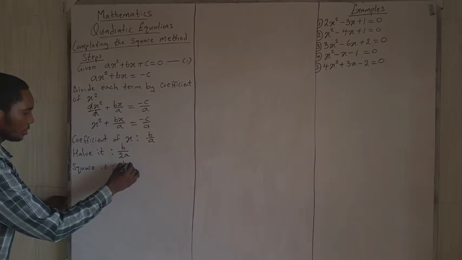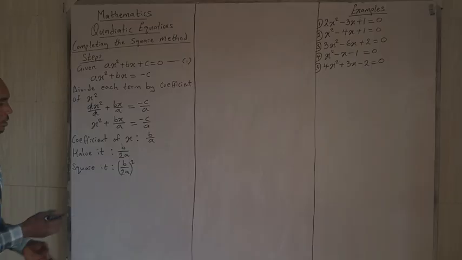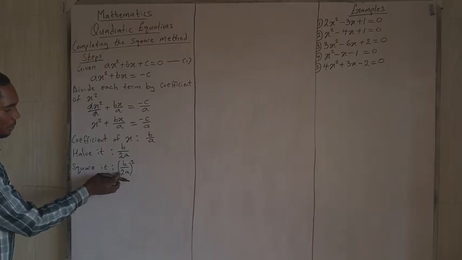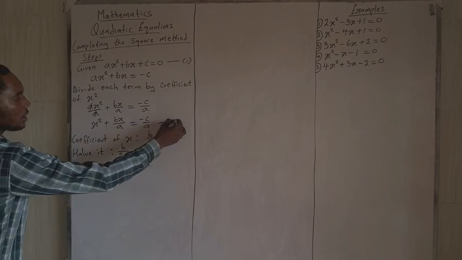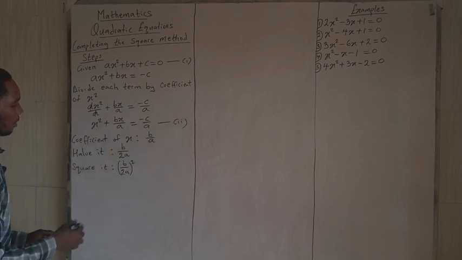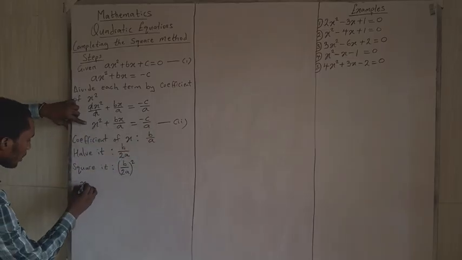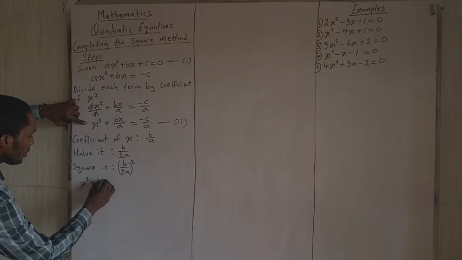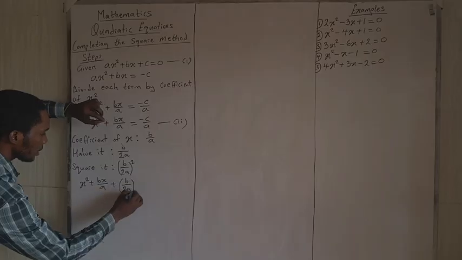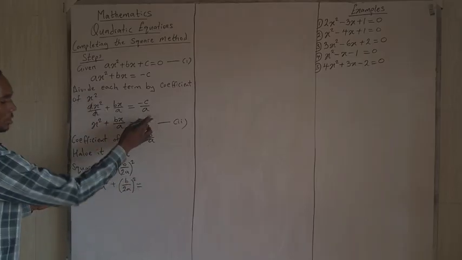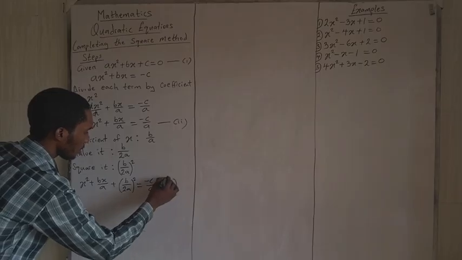B over 2a squared. Next, we will add this (b over 2a) squared to both sides of this. Let's call this equation 2. We will add this to both sides of equation 2, and that will give us x squared plus bx over a plus (b over 2a) squared, which is equal to minus c over a plus (b over 2a) all squared.